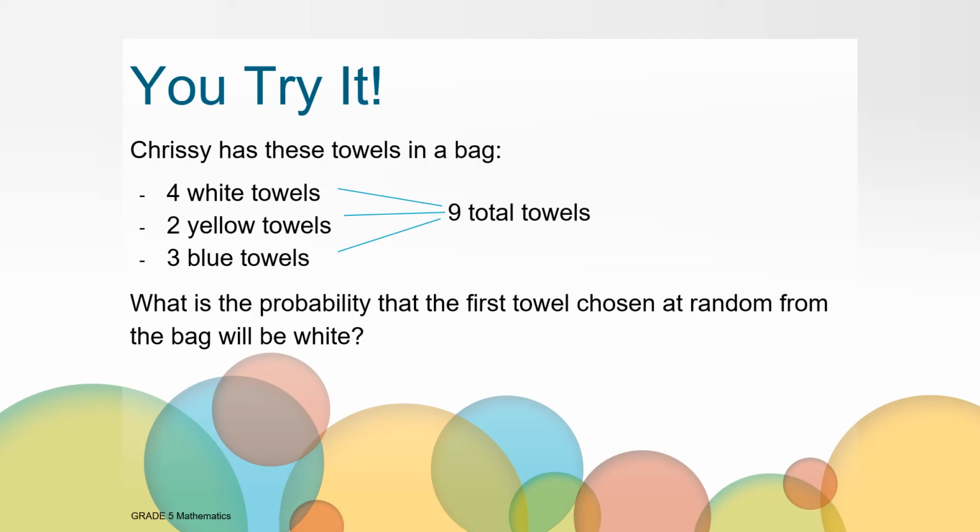But what is the question asking? What is the probability that the first towel chosen at random, meaning that Chrissy's not going to look at the colors before picking one out of her bag, will be white? So what we're really interested in is how many towels are white. Yeah, there are 4 white towels. And the total was 9 towels in the bag. So the probability that she will select a white towel is 4 out of 9, or 4/9.